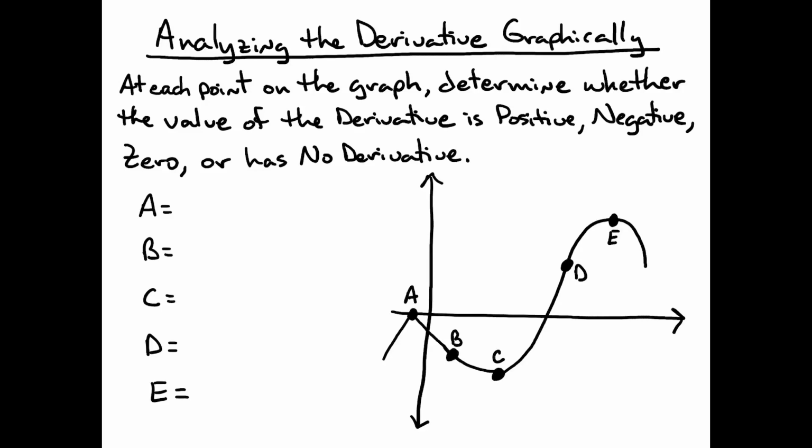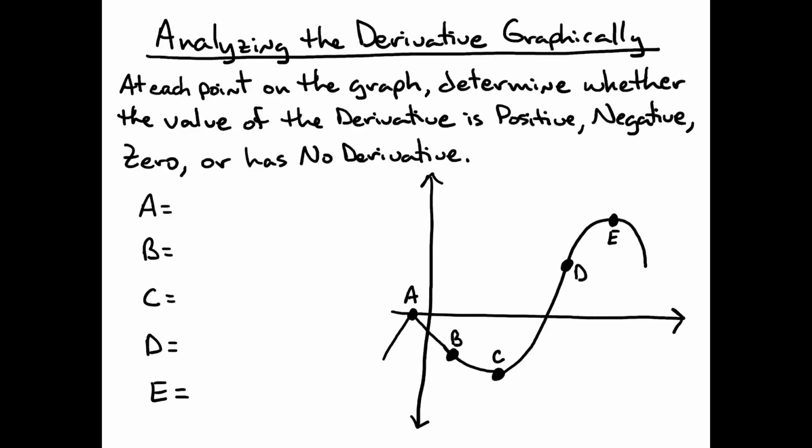So as long as I can draw a tangent line and then look at that and determine what the slope of that tangent line would be, then I'm going to be able to have a good idea as to whether the derivative is positive, negative, 0, or if it doesn't exist at all.